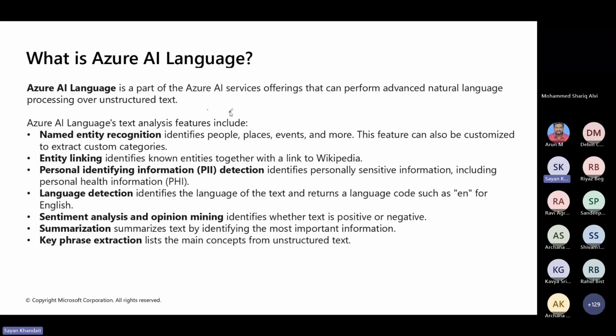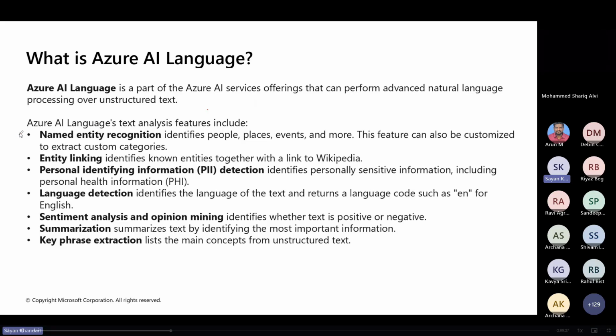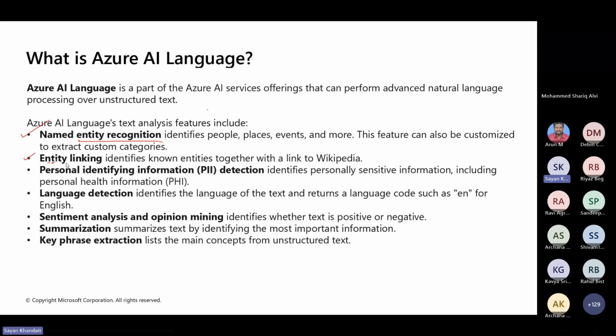So what exactly is the Azure AI language or the language service basically? The language service provides pre-trained and customizable deep learning models in order to analyze text and perform these kind of features. Entity recognition, what we discussed in the previous slide. Entity linking is something that was not present.